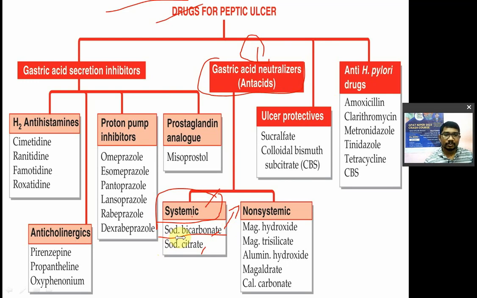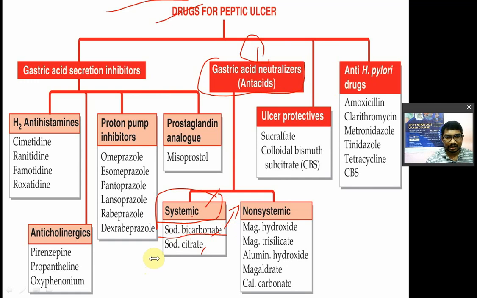This is its adverse effect. Again, sodium bicarbonate means sodium plus carbonate, so it will increase the sodium ion in your body. If a hypertensive patient takes systemic antacids, what will happen? Their blood pressure will increase, and they may die. It will increase the sodium ion in the body.